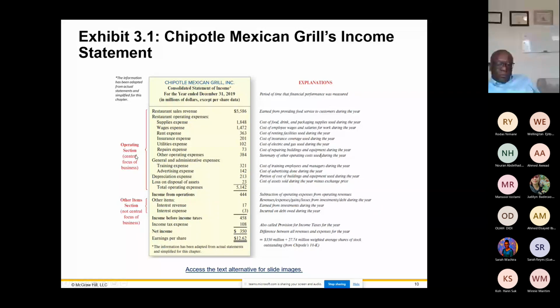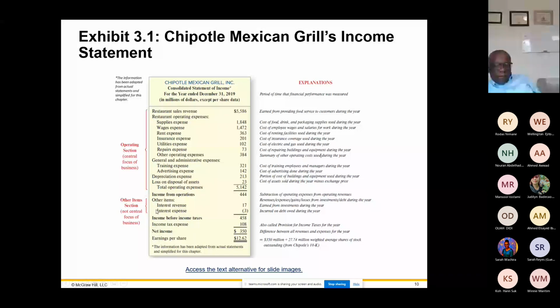So if you look at it here, this is the operating section, the central focus of the business. Right from restaurant sales revenue to expenses, this is the core of their business, the central focus of their business. Then we have the other items section, which is not the central focus, like interest revenue and interest expense.